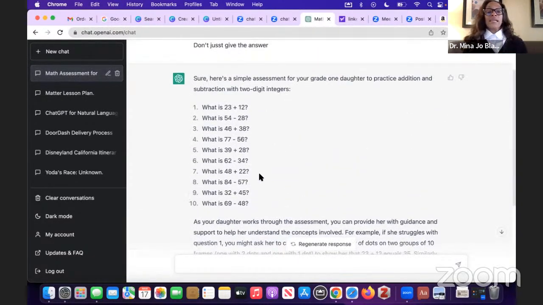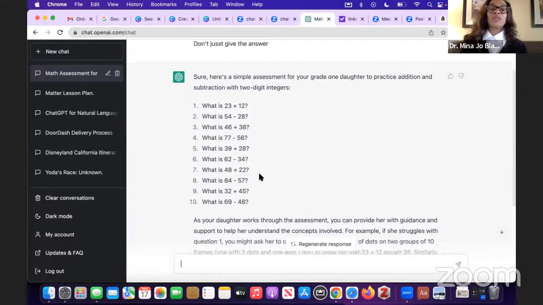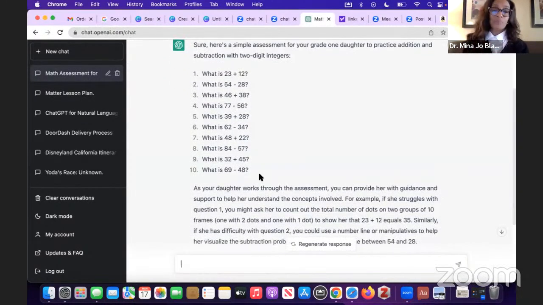It says, sure, here's a simple assessment for your grade 1 daughter to practice addition and subtraction with 2-digit integers. And it says 1 through 10. I like the 10. I like that it's short. I like that it's quick. Because typically an assessment should be 5 to 10, or maybe even 3. You can see whether or not a child can answer it.